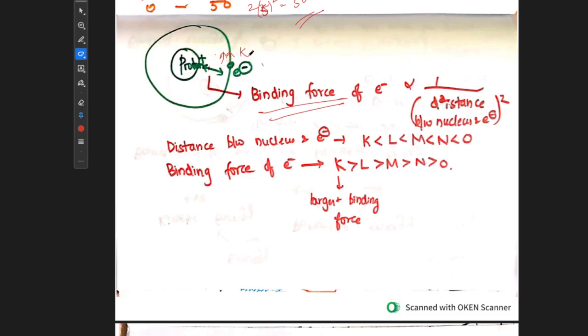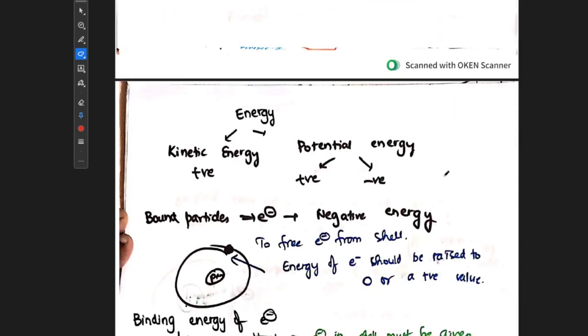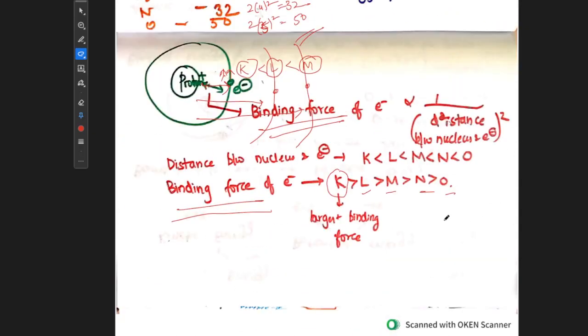So for the K shell electron, the distance between the proton and the electron is less when compared to the L shell and the M shell. So this distance is less when compared to this distance and this distance. The distance between the nucleus and electron is least for the K shell, then L shell, then M shell, then N shell, then O shell. Because the binding force is inversely proportional to the distance between nucleus and electrons, the binding force is more for the K shell, followed by the L shell, then M shell, then N shell, then O shell. So you have to learn this important point about the binding force.